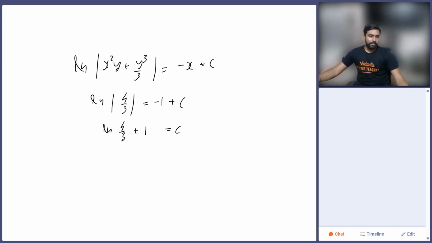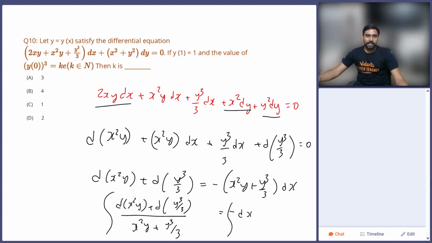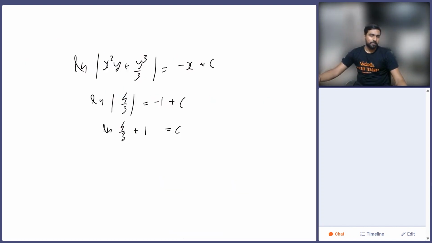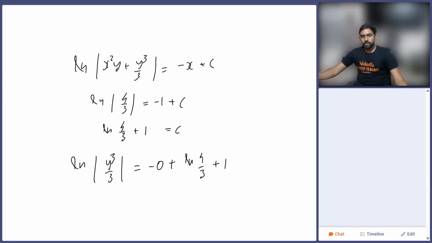Now what do we have to find? We have to find the value of y at x equal to 0. So let's put x equal to 0. What will you get? You will get ln of y cube by 3 is equal to minus 0 plus ln 4 by 3 plus 1. So ln 4 by 3 plus 1, can I write 1 as ln e, which gives me y cube by 3 is equal to 4e by 3. So y cube comes out as 4e.